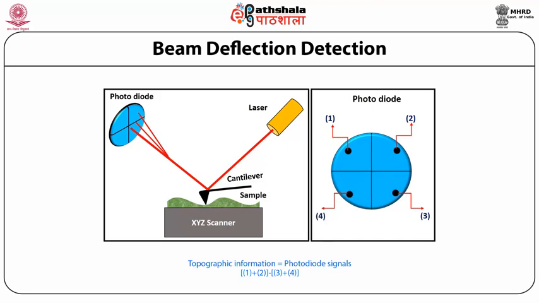When the laser is displaced vertically along the positions top 1 and 2 and bottom 3 and 4, a bending due to topography is developed. While if the displacement is horizontally along the left 1, 4 and right 2, 3 positions, a lateral force is produced, that is, torsion due to friction.